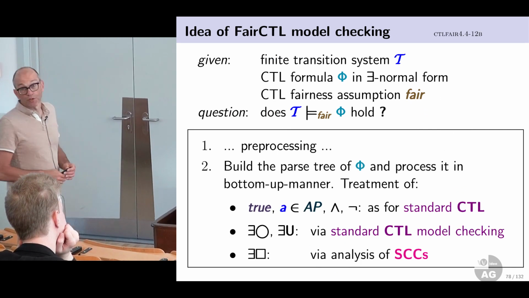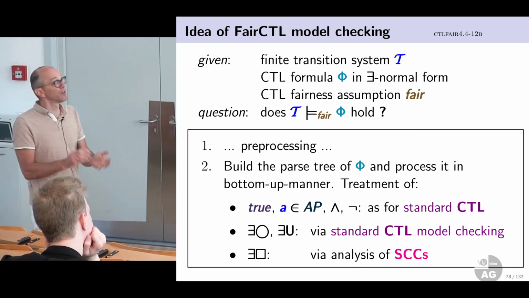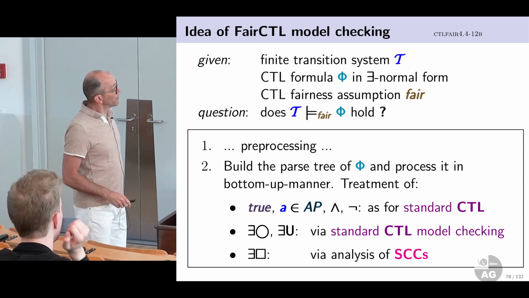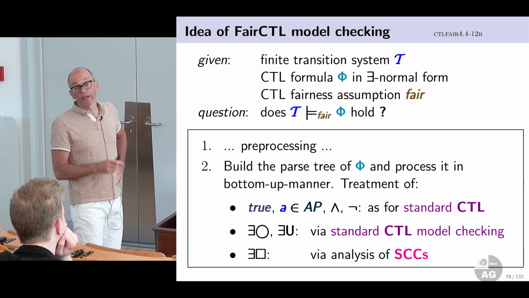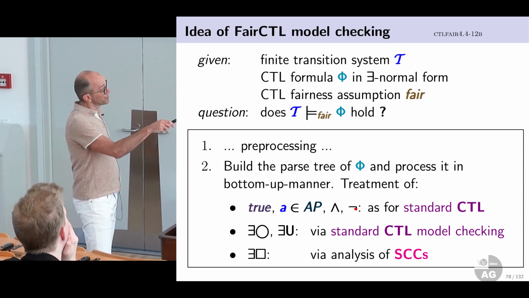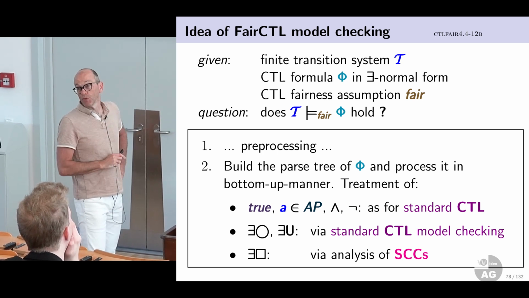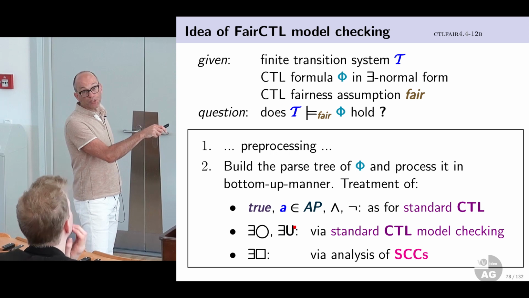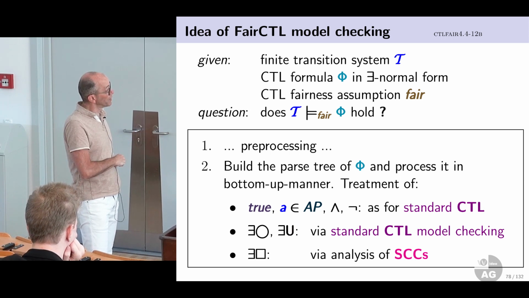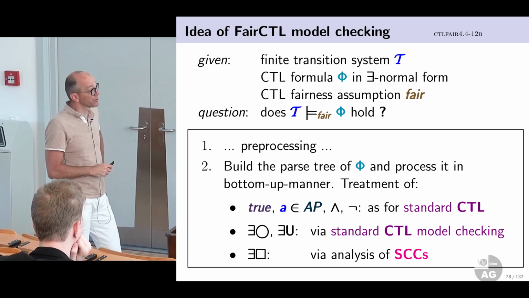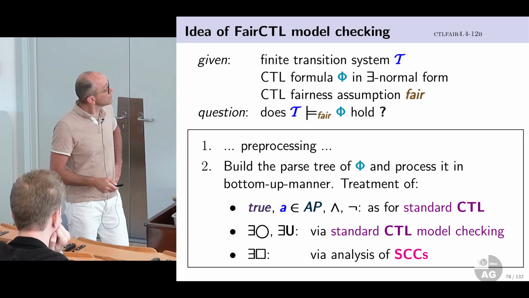Now we build the parse tree of phi, so now we take the CTL formula that we need to check. So we take this formula and do this in the same way as CTL. For all the propositional logical formulas, this is standard CTL. We don't have to adapt anything. What we're going to do is reduce this to standard CTL, which I'm going to explain in a minute. And for that, we need a special procedure, namely via analysis of strongly connected components.